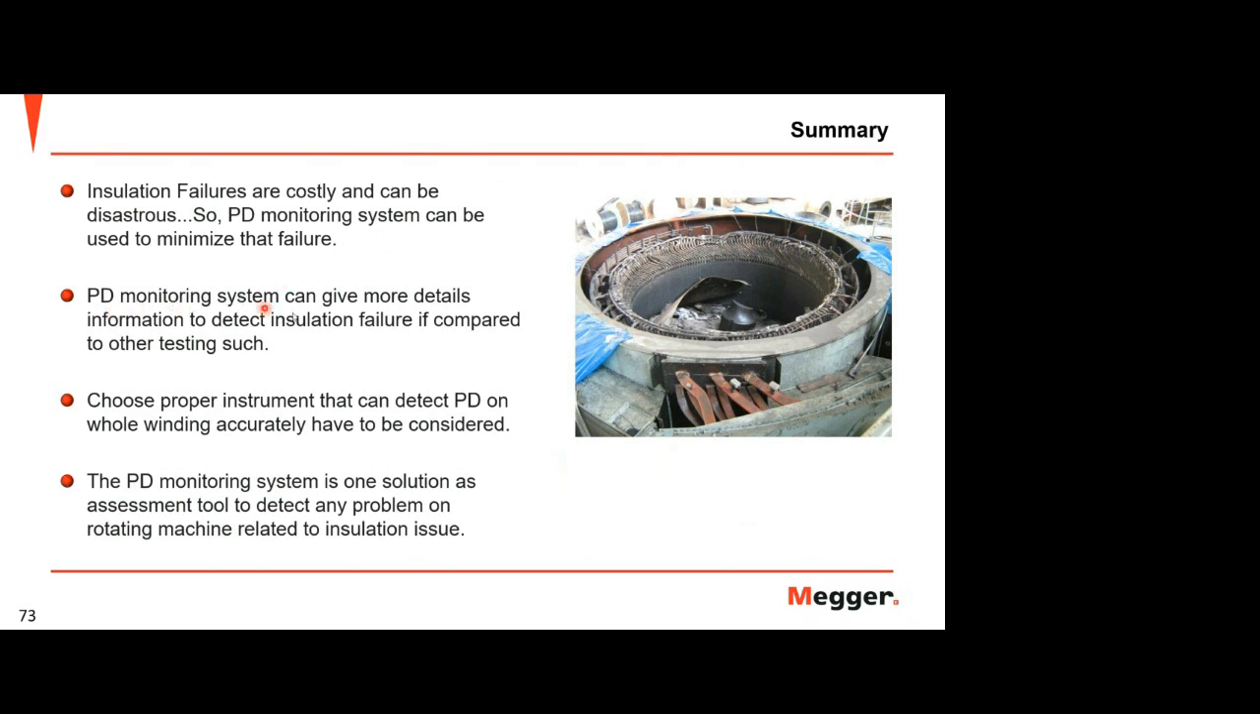And a PD monitoring system can give more detailed information compared to other testing, because from PRPD, it can recognize the source of the PD, whether the PD comes from the slot, from the void, or from the overhang. So it gives you more detail compared to other insulation testing instruments like Tan Delta or others, but those can still be used. But I mean, online PD gives you more detailed information.